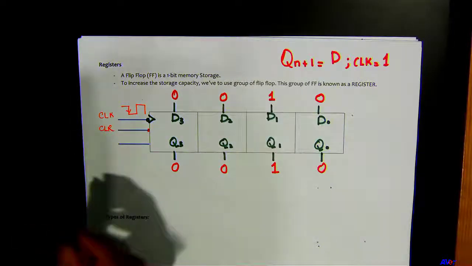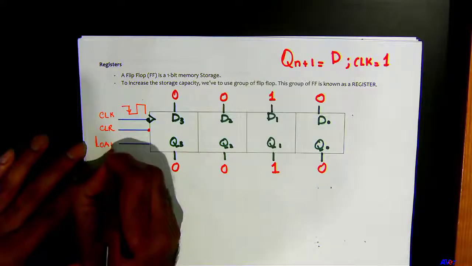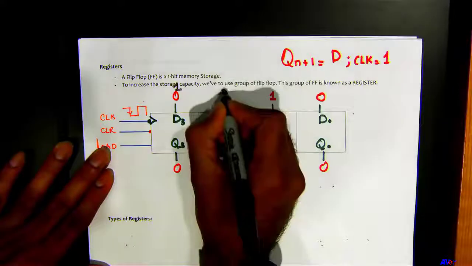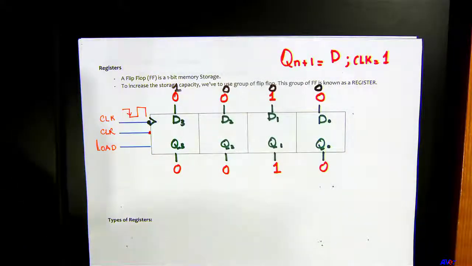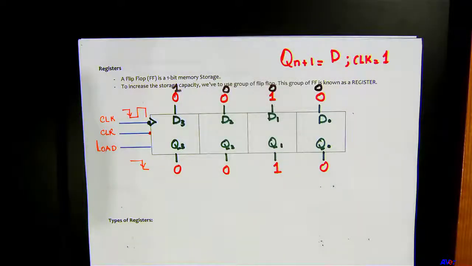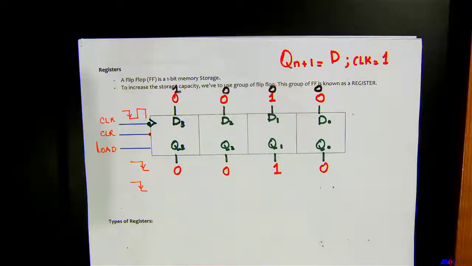Now another thing which is known as load. Say you have 1 here, 0, 0, 0. When the first clock cycle came in, it loaded 0, 0, 1, 0, correct? When the next cycle came in, what would be Q3, Q2, Q1, Q0?